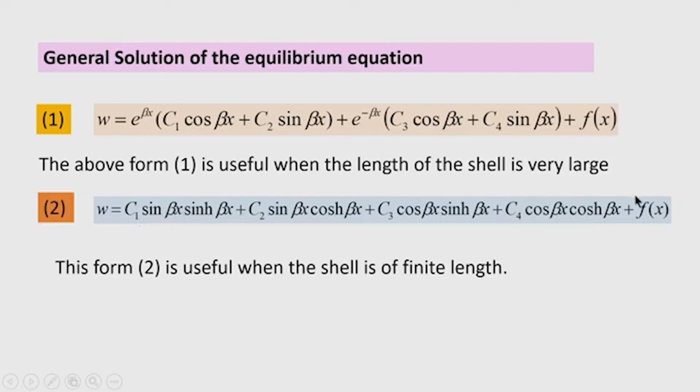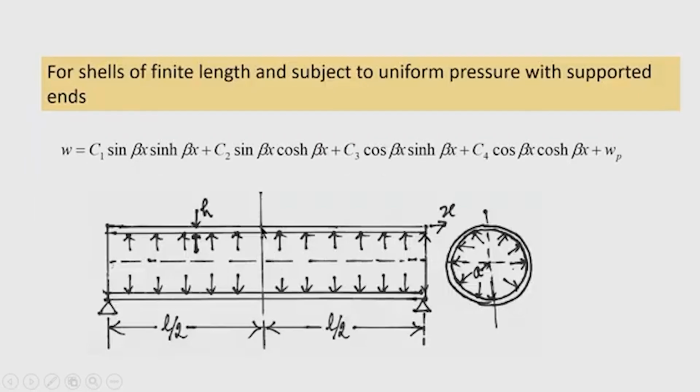Here again f x is the particular integral due to the load acting on the shell. This form 2 is useful when the shell is of finite length. Now, let us apply this theory or solutions that we have written in the earlier slide for a shell of finite length and subjected to uniform pressure with supported ends.